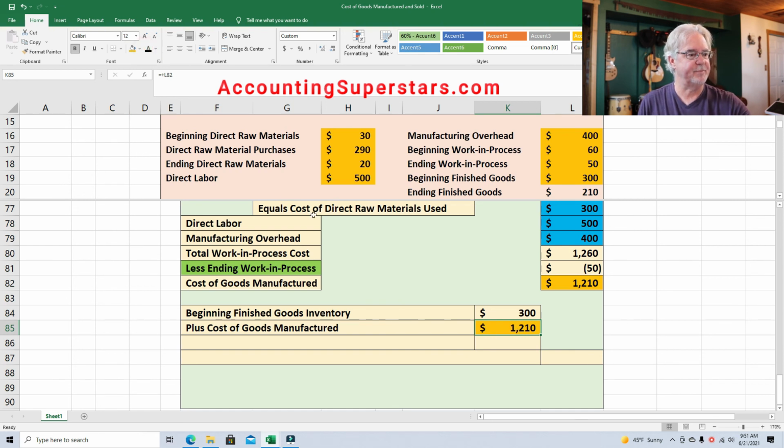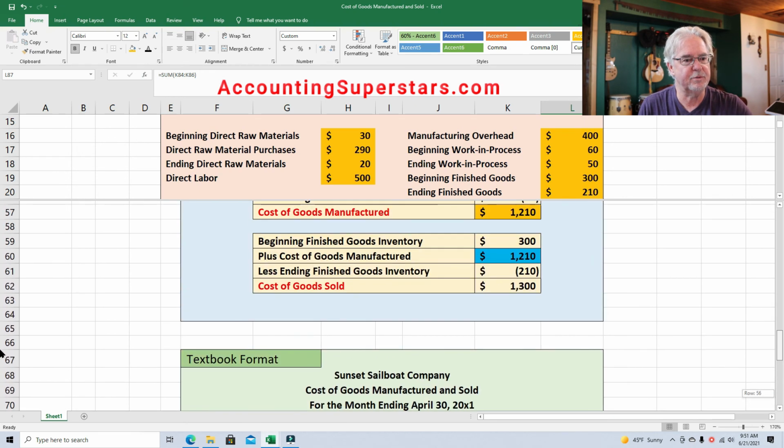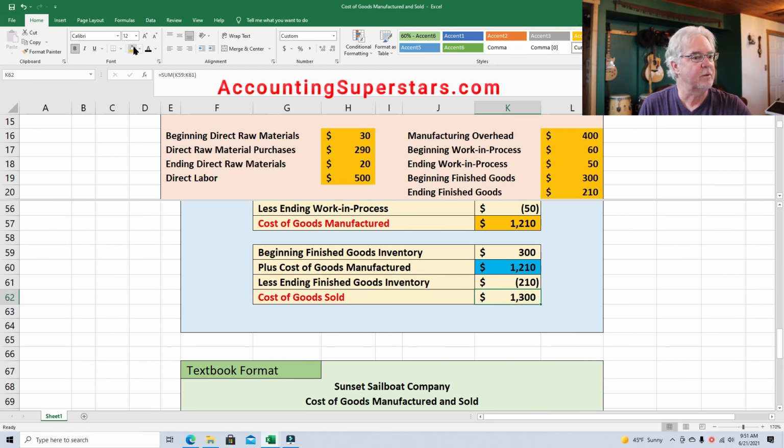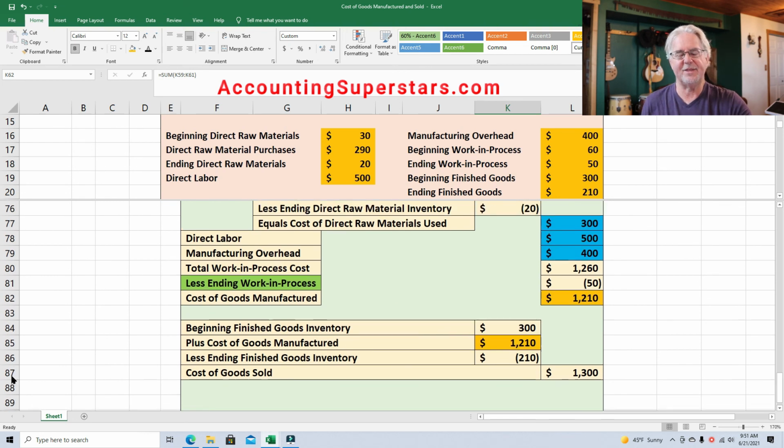So there we go. 1210. And then we subtract out ending finished goods inventory. Where do we get that? It's right up here at 210. Right there. And coming down, drop it into place. There you are. Now do the math, and you're going to get cost of goods sold, our final answer. So 300 plus 1210 minus 210 is 1300. There's our cost of goods sold. And we saw this already. Cost of goods sold, 1300. There you are. Right there. Same deal. So either way you do it, you're going to get the same answer. It's just that I think my way of doing it's a little more straightforward, a little easier.